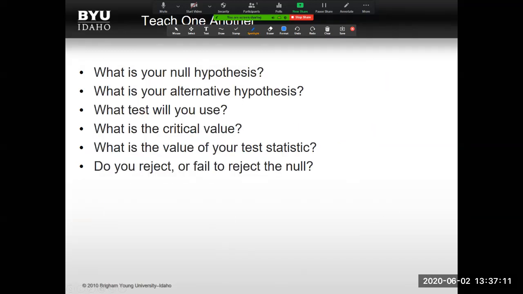Okay. What is your null? Pause it until you're ready to go. Sample mean equals population mean. What is your alternative? Sample mean does not equal population mean. What test will you use? What's the critical value? It's going to be the same critical value. What's the value of your test statistic? And so based on that, you reject the null.